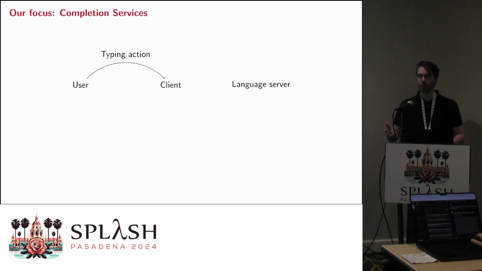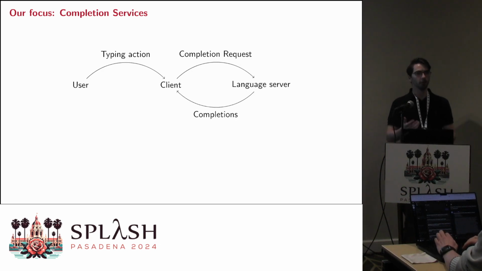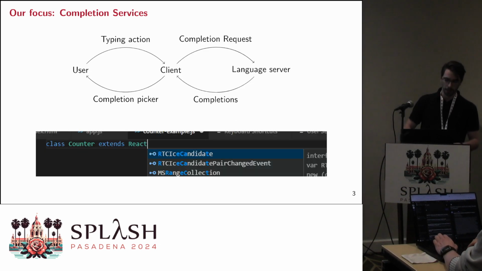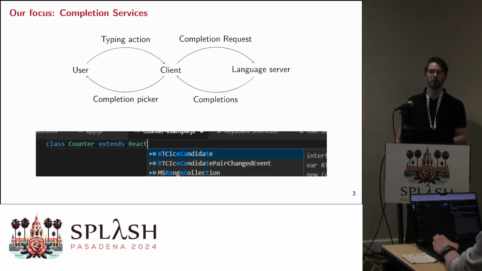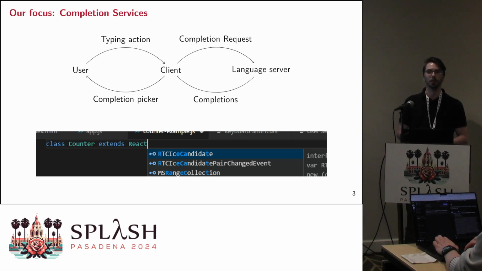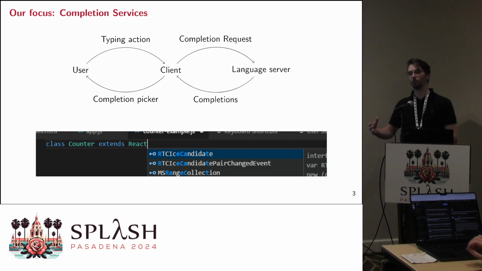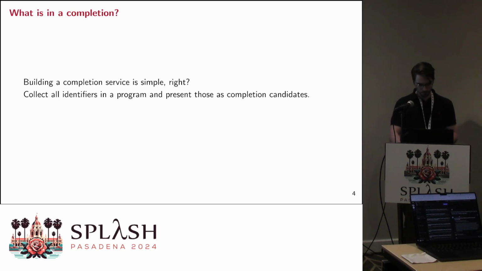So the user performs a typing action, the client sends a completion request, the language server responds with a list of completions, and then the client shows a completion picker to the user, and the user can pick a completion or ignore it. This speeds up coding maybe a little bit, but a nicer thing is that it helps with discoverability. Think, for example, when you're programming in an object-oriented language, you access an object and all the fields and methods are shown in the completion picker.